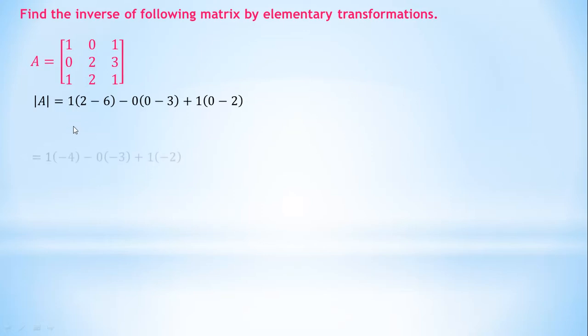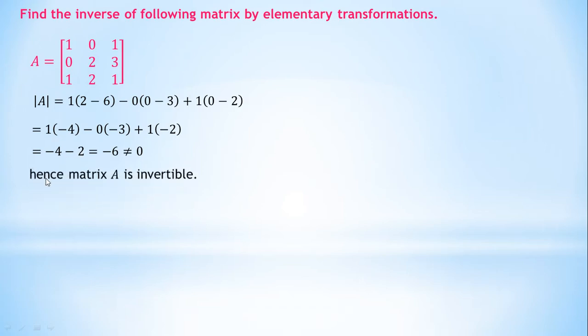So see the calculation: that is equal to 1 into minus 4, then minus 0 into minus 3, plus 1 into minus 2. By solving we get minus 6, which is not equal to 0. If the determinant of the matrix is not equal to 0, then the matrix is called a non-singular matrix. You know that very well. And if the matrix is non-singular, then that matrix is invertible. So now we will find the inverse of this matrix.